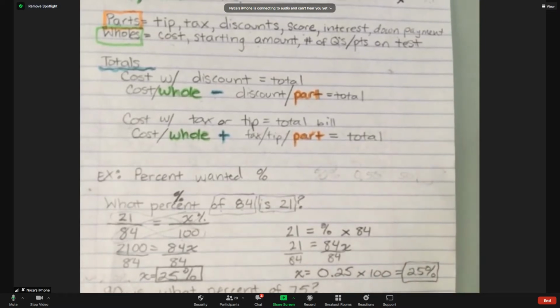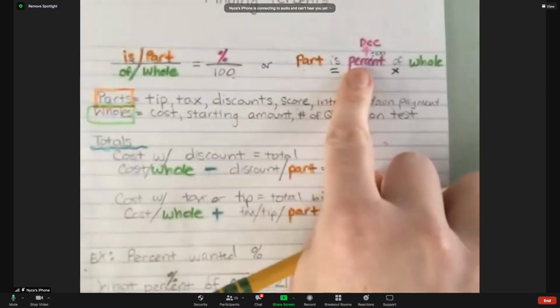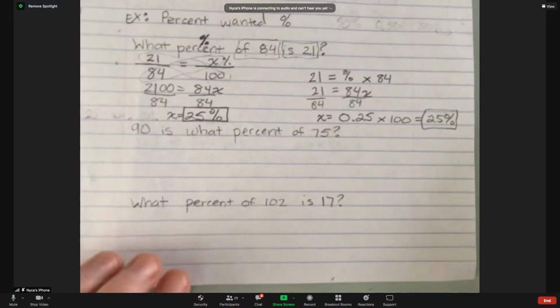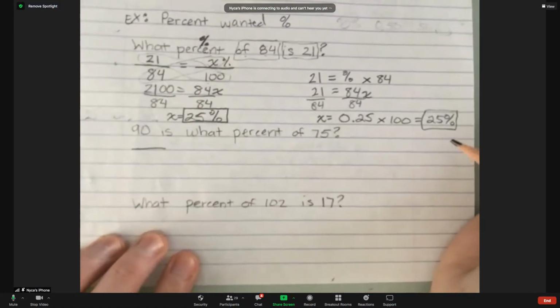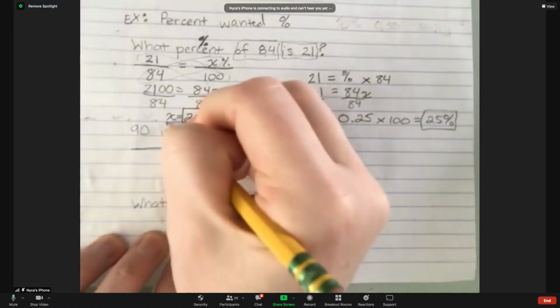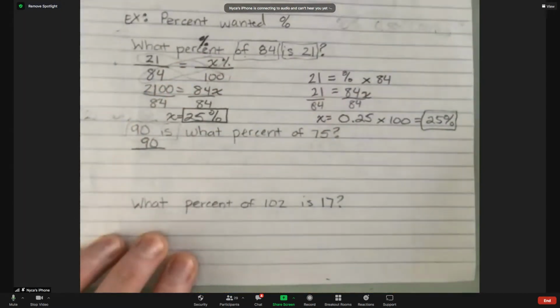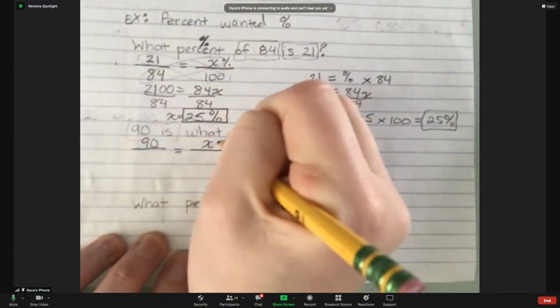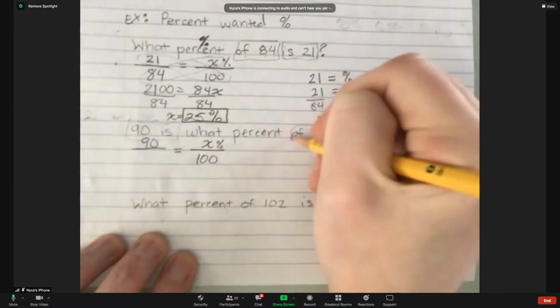So you just have to pick what method you like. You can use this method or you can use the proportion method of 75. For setting it up with the proportion, the top piece is your part. So 90 is, all right, so 90 goes here. Is what percent? We know the percent is missing. Don't forget, you want the percent sign. Percent is always out of 100. Of 75.